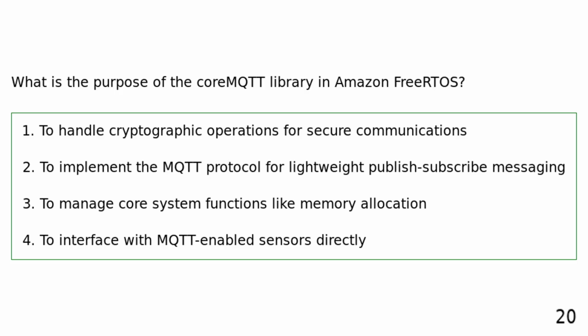What is the purpose of the core MQTT library in Amazon FreeRTOS? To handle cryptographic operations for secure communications. To implement the MQTT protocol for lightweight publish-subscribe messaging. To manage core system functions like memory allocation. To interface with MQTT-enabled sensors directly.